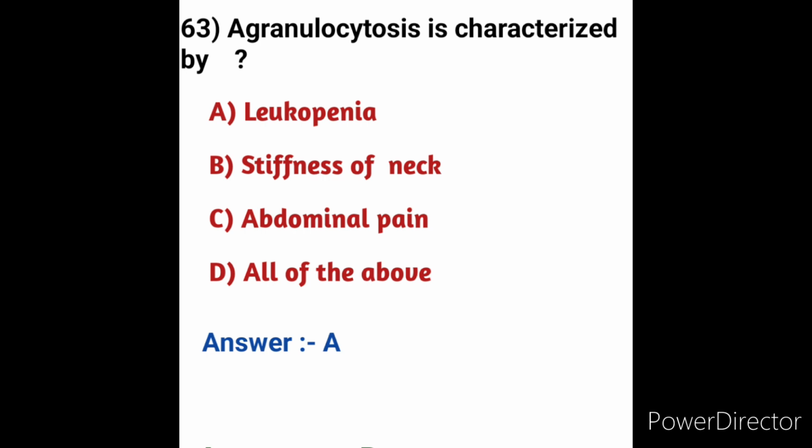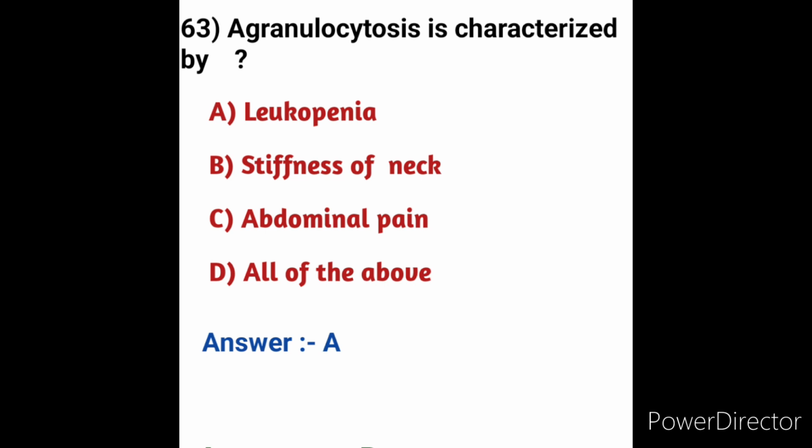Agranulocytosis is characterized by. Here in this term, agranulocytosis, granulocytes means WBC, white blood cells. Agranulocytosis means a low number of granulocytes, meaning white blood cells. The meaning is there in the question itself, and we will see the options before the answer.